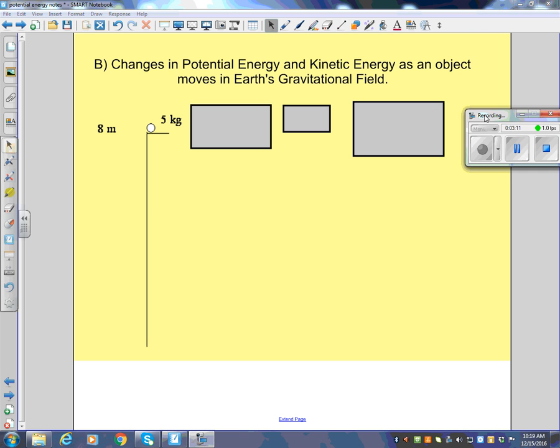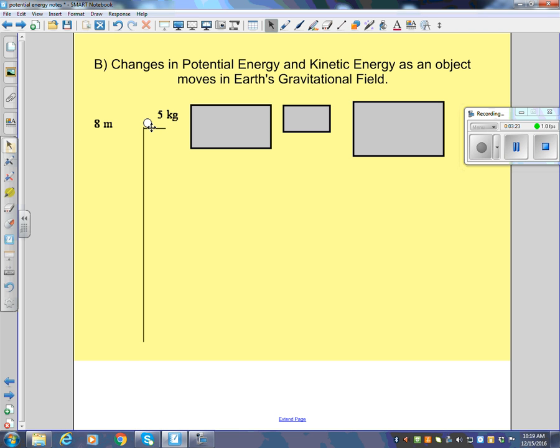Okay, so let's do a little scenario here where a 5-kilogram object is placed 8 meters high, and this 5-kilogram object is going to fall. And what's going to happen to the amount of energy? Potential will decrease, but kinetic will increase. Will it be equivalent? I'm going to show you mathematically that it will be. Energy must be conserved.